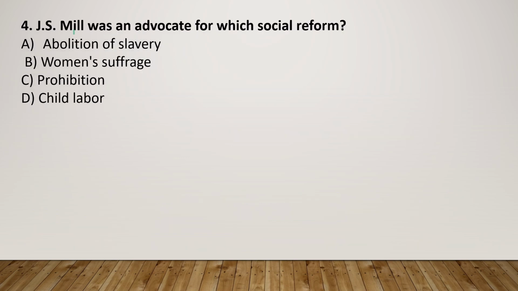J.S. Mill was an advocate for which social reform? He was related to women's suffrage. Suffrage means voting rights.